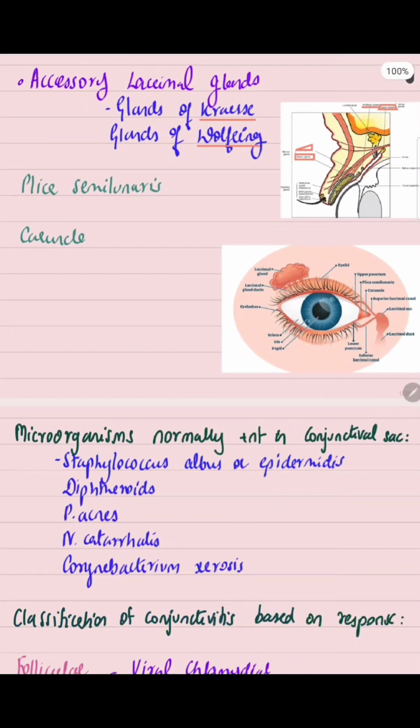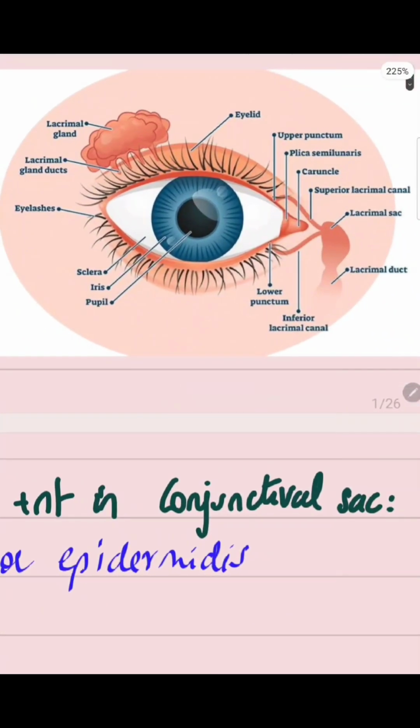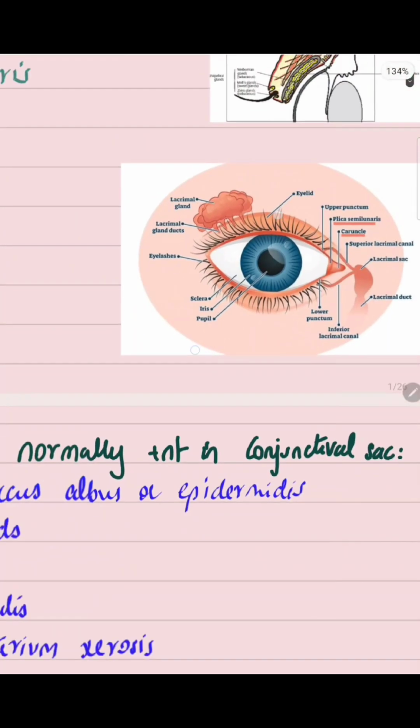Now next, the plica semilunaris. This here is the plica semilunaris. It is a pinkish crescentic fold of conjunctiva present in the medial canthus. Then we have the caruncle. This is the caruncle, which is situated in the inner canthus just medial to the plica semilunaris.